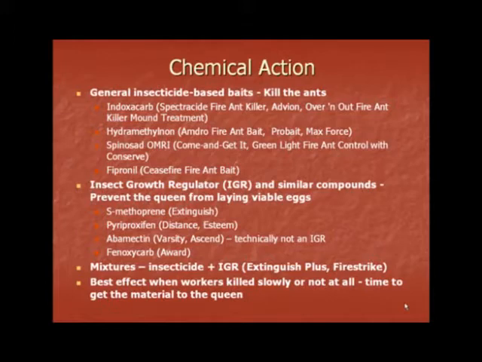There are also mixtures or hopper blends, which include an insecticide along with an IGR. These include Extinguish Plus or Firestrike. You will get the best effect when workers are killed slowly or not at all. It takes time to get the material to the queen, as mentioned in the previous slide.